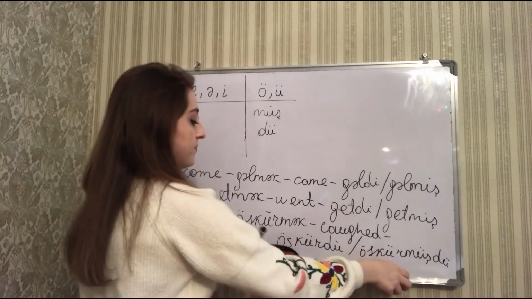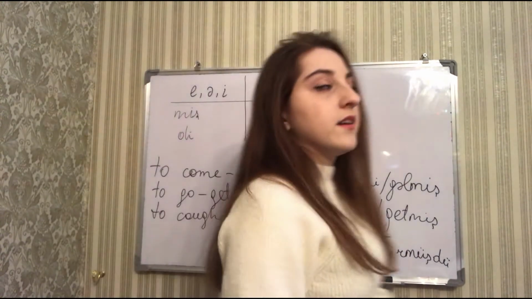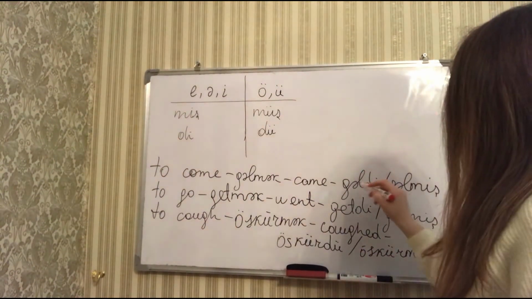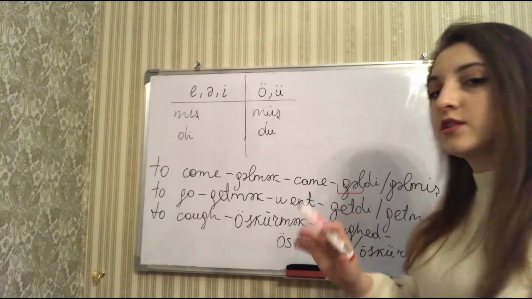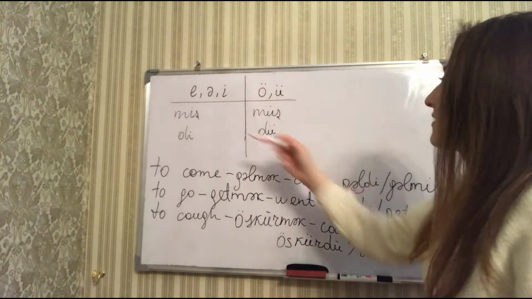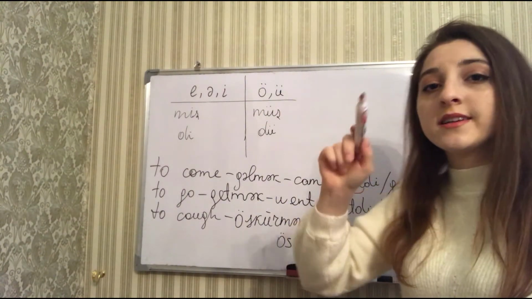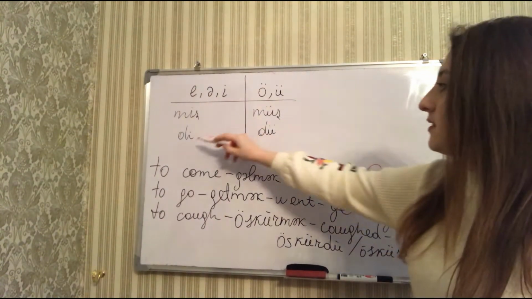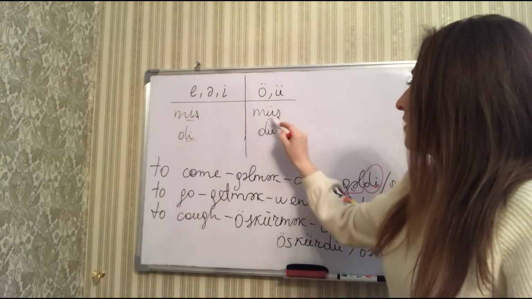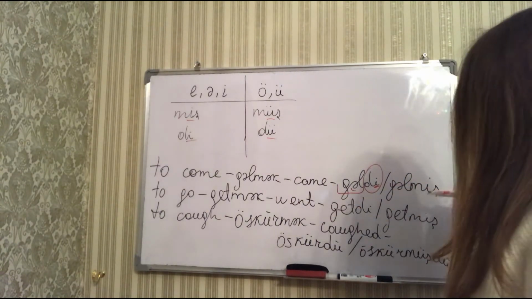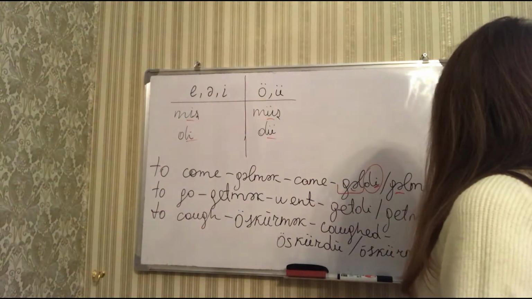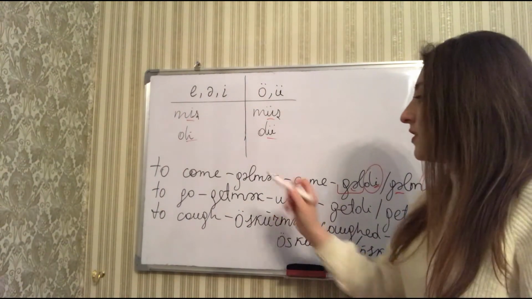Let's look. Okay, to come, gelmek, came, geldi. Let's look. Gel is the verb. E is a soft vowel. That's why I added the di. Then gelmiş. Again, soft vowel. We added miş.